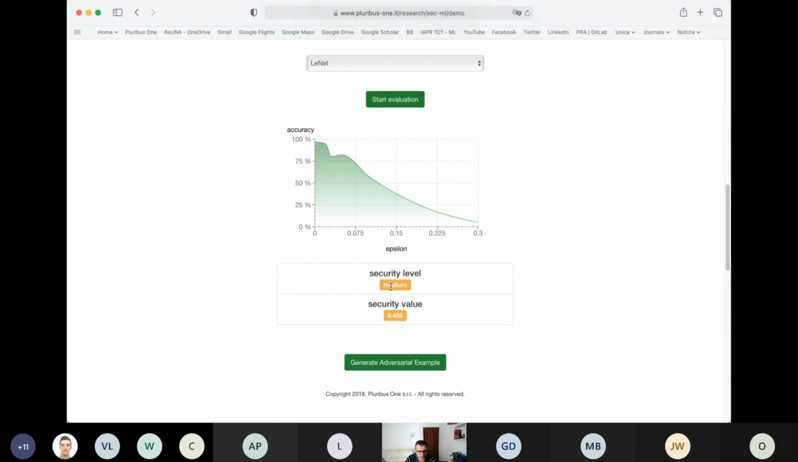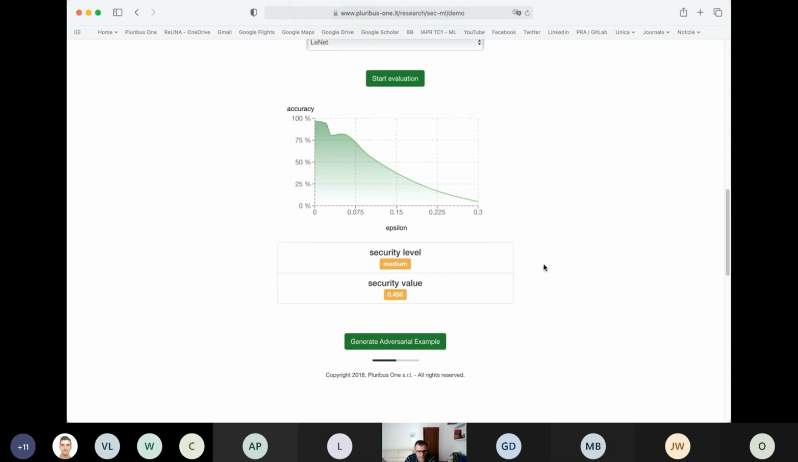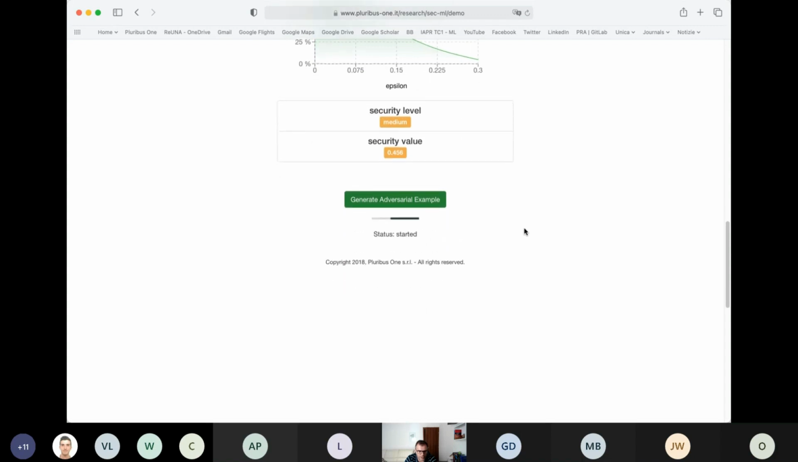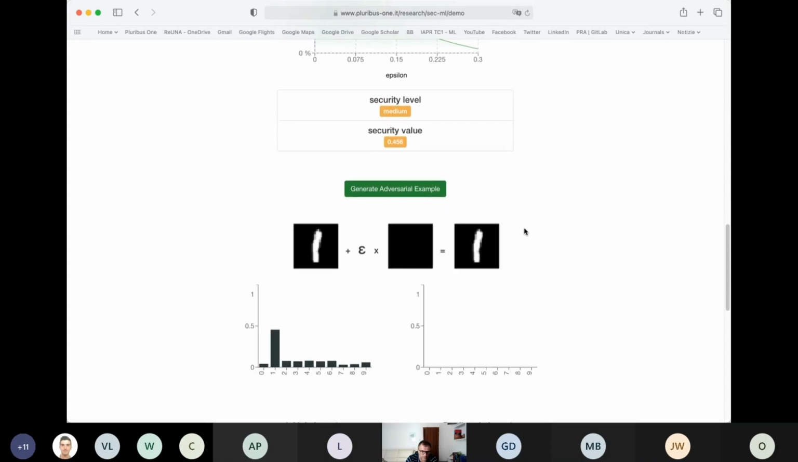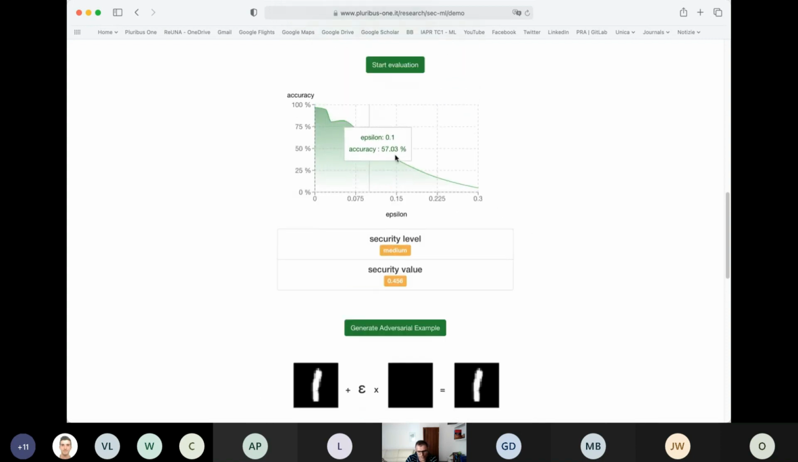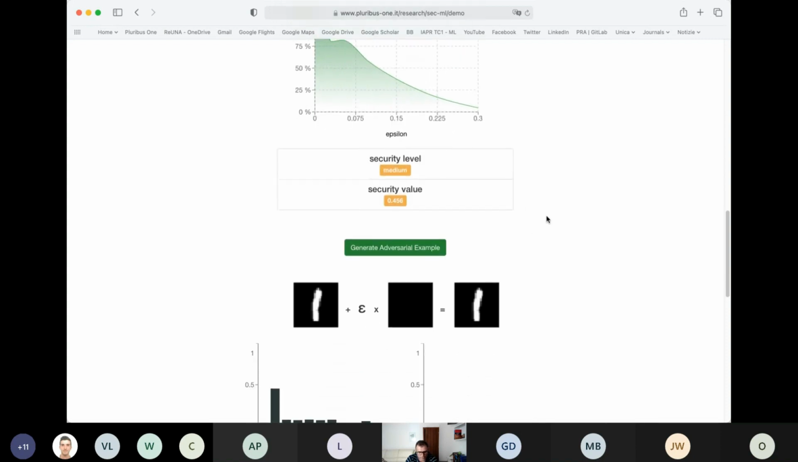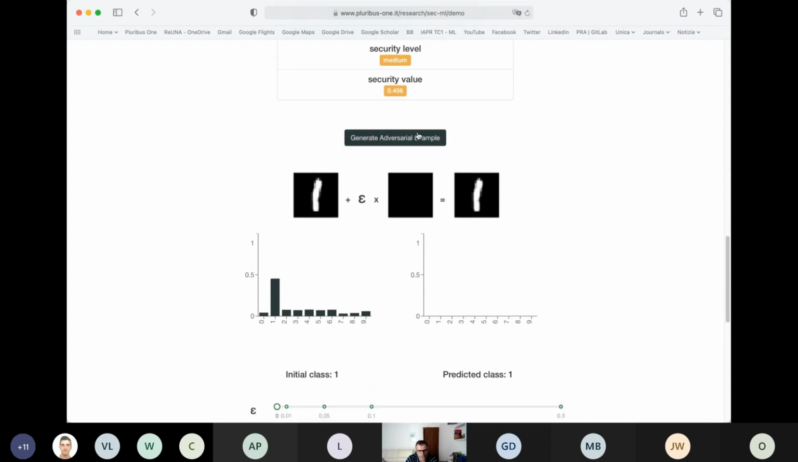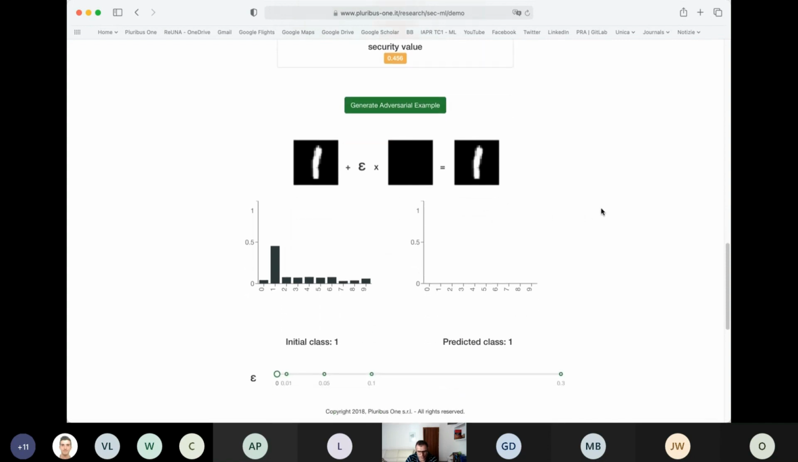Then you take the average value across this interval of perturbation, and it falls more or less here, at 0.45. That's the average value, and we label it as a medium security level. Then there is something maybe more interesting here. You can generate one single adversarial example, because remember that this is averaged over, I think, 100 samples in this case, which is also a few. So when you generate one, it just displays what happens for a specific sample.